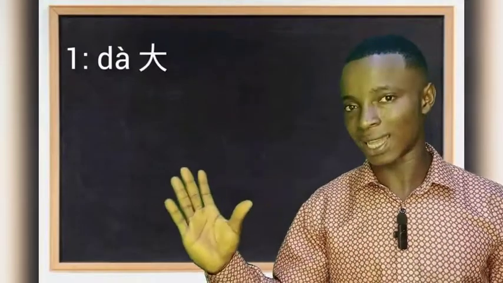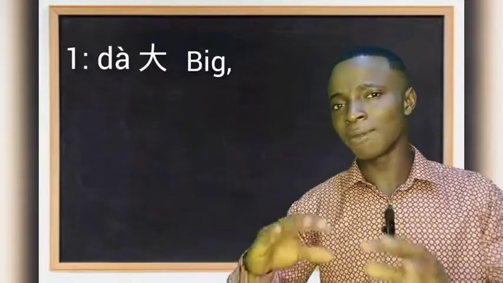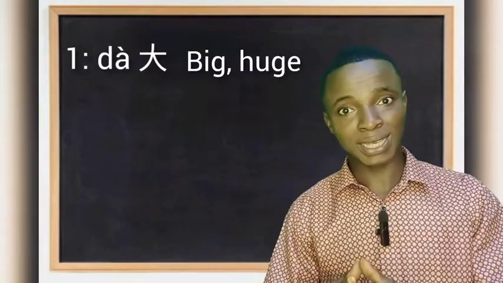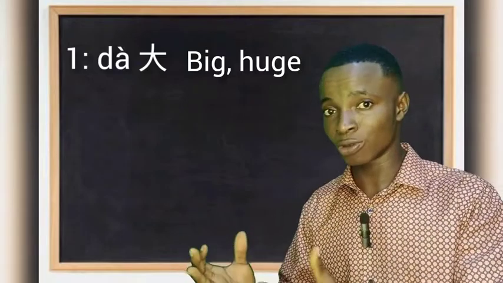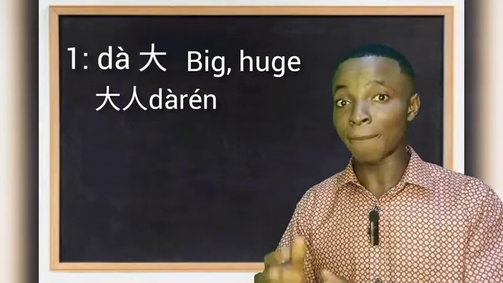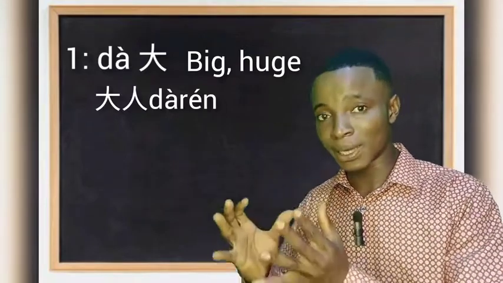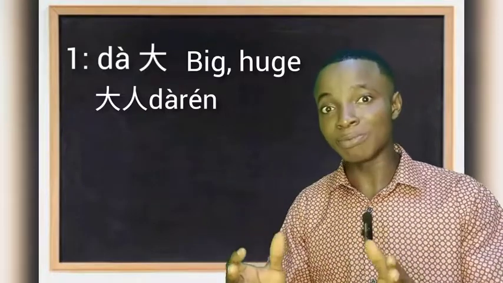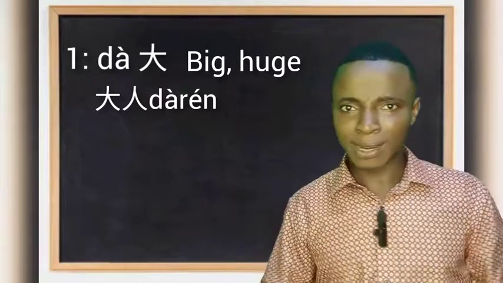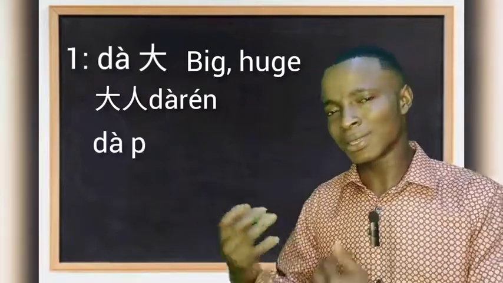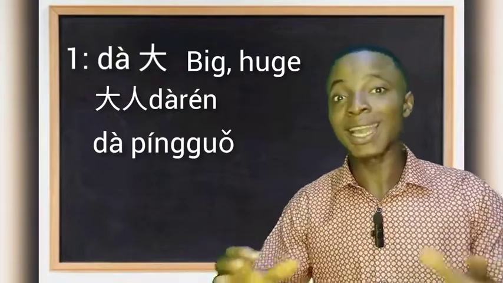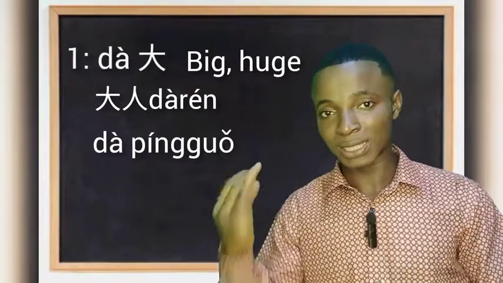The first character where this stroke appears is also a commonly used Chinese character, which is da. Da means something big or huge. That is why in Chinese, when we want to say an adult, we simply say da ren, da plus ren. Ren is a person, so da ren literally means big person. So a big person is an adult. Another example is you can simply say da pingguo, big apple. Anything that is big, you represent that with da.